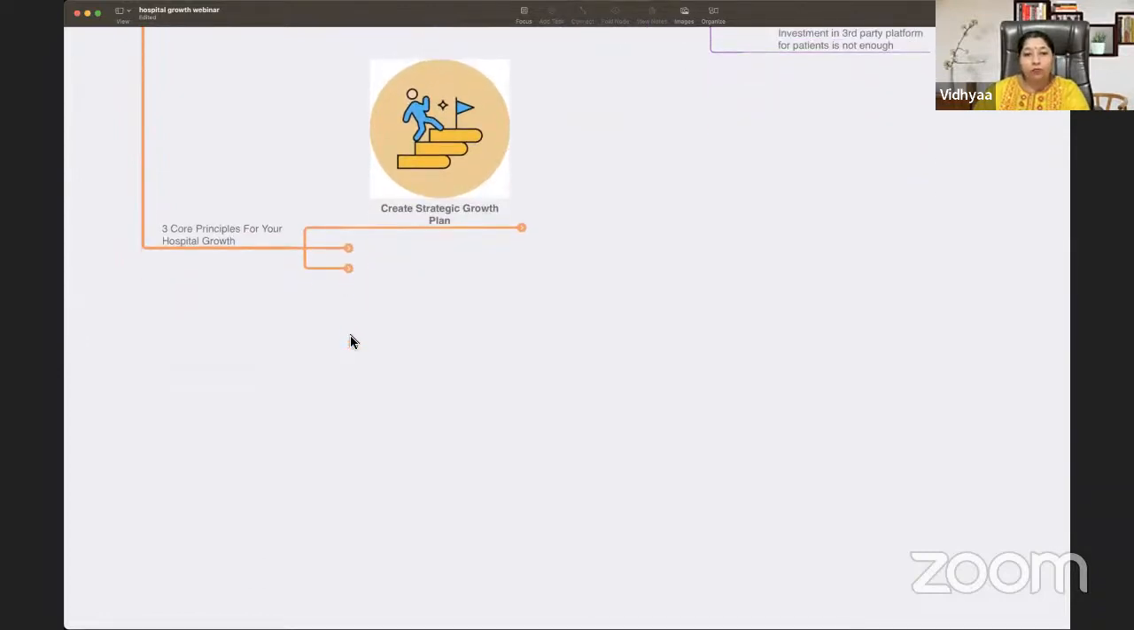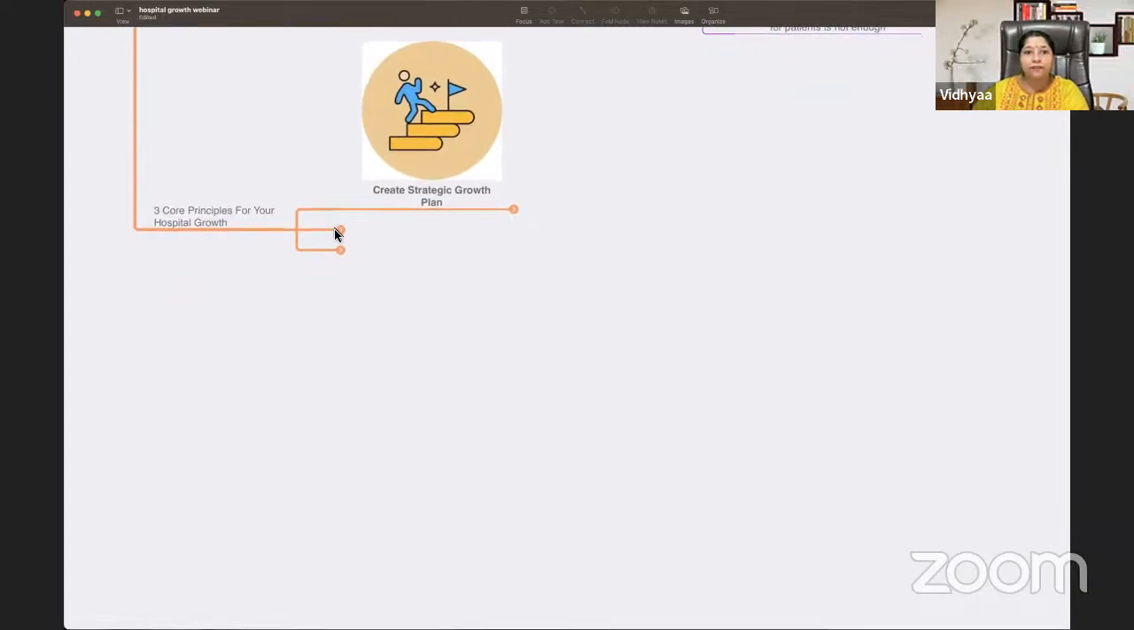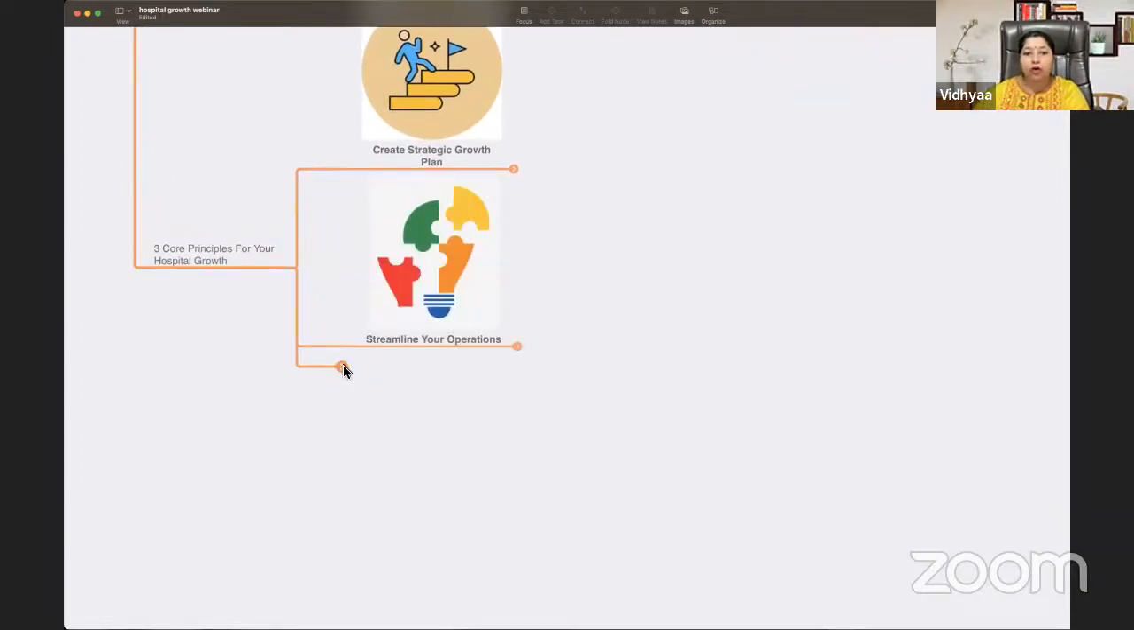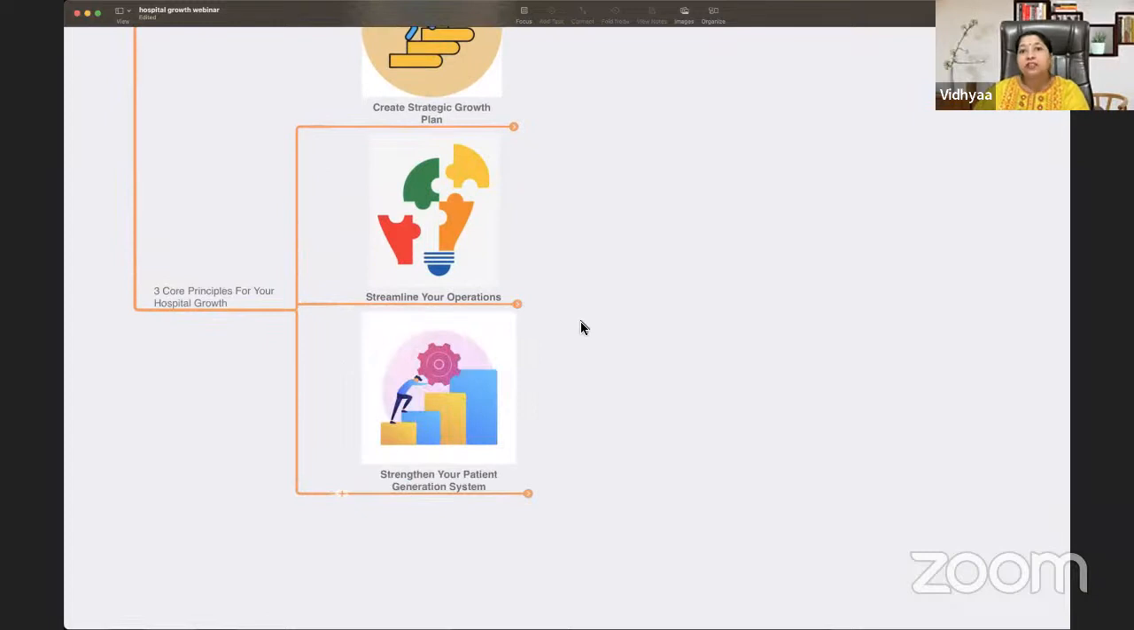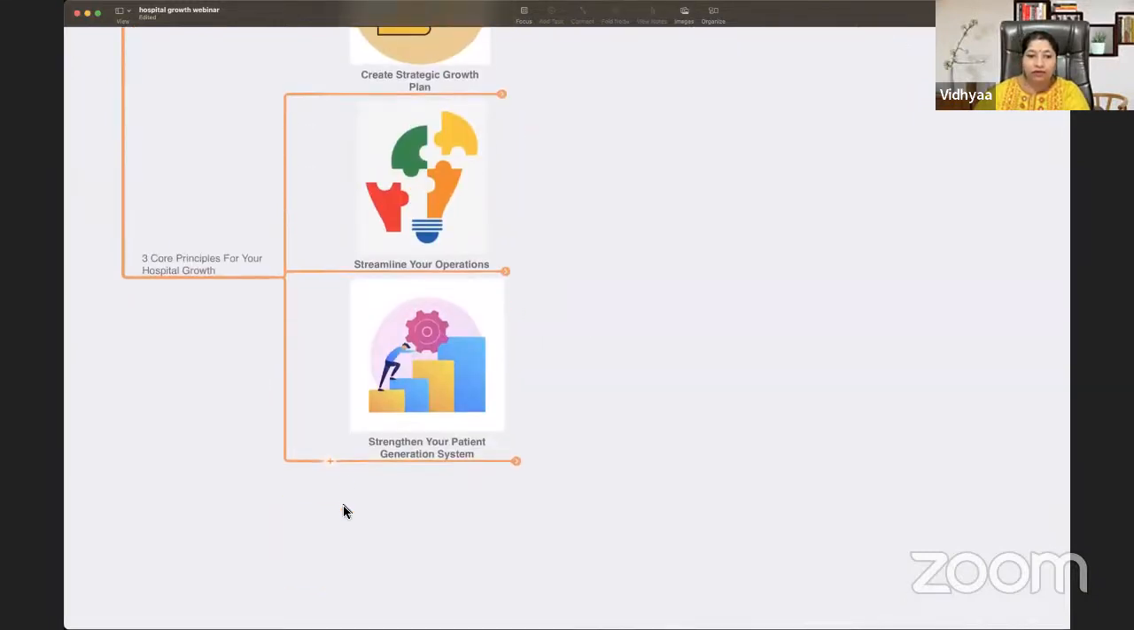So the 3 core principles are these. First is create a strategic growth plan. 2, streamline your operations. And 3, strengthen your patient generation system. Let's go one by one.